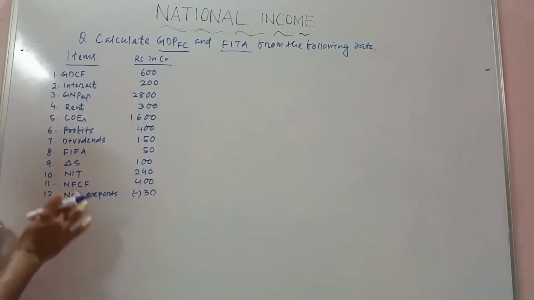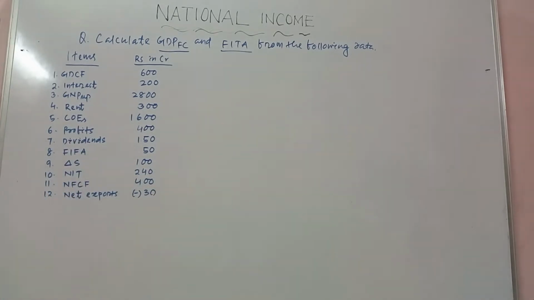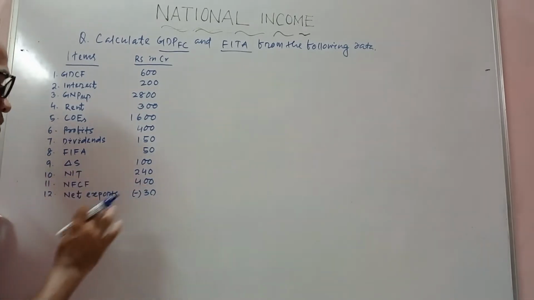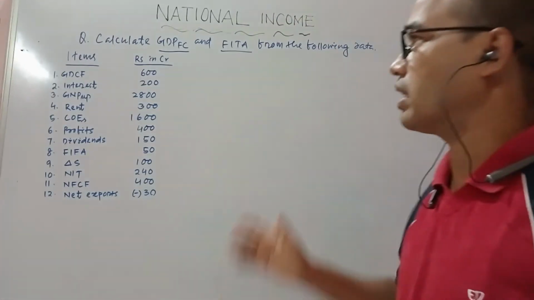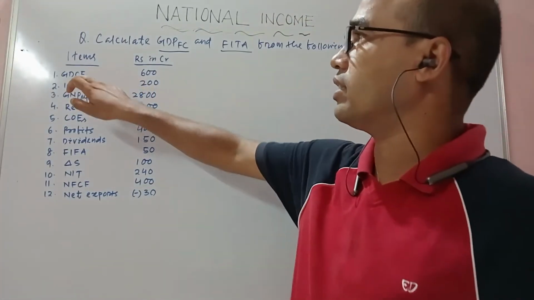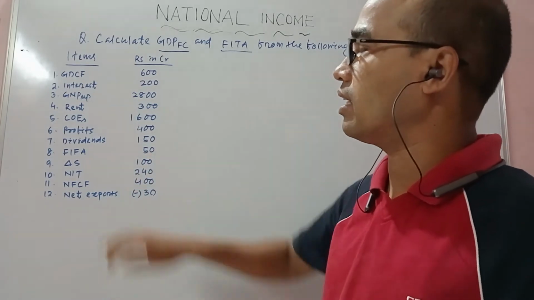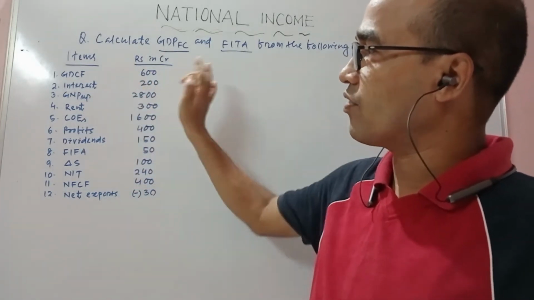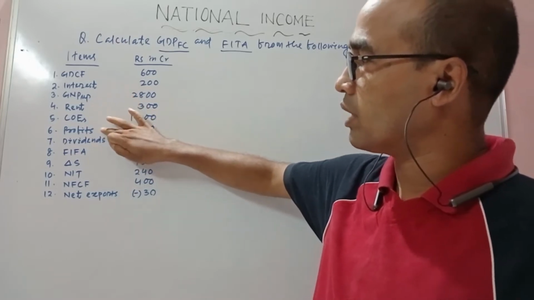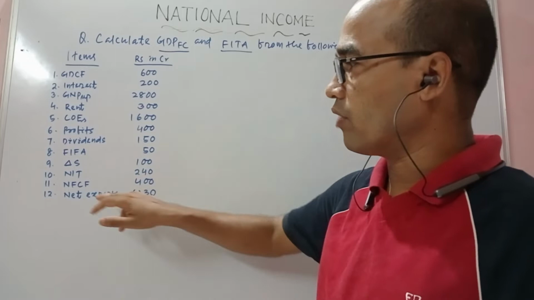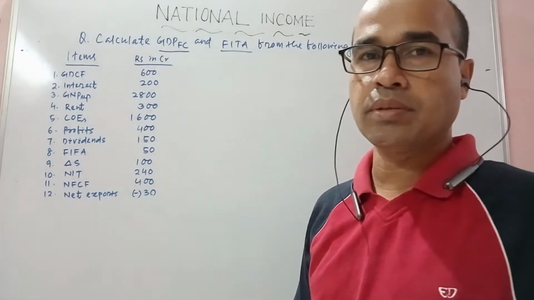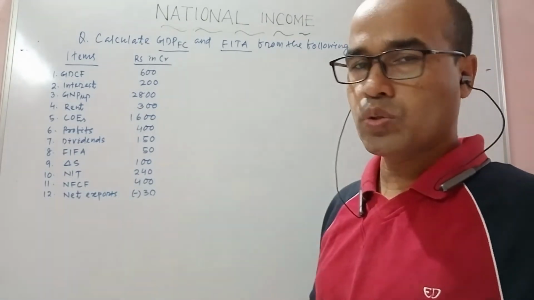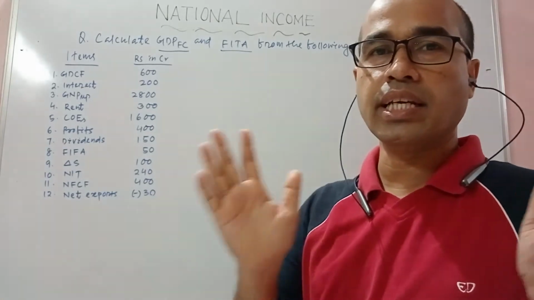Net fixed capital formation is 400, and net export is minus 30. Okay. So dear students, you should not be confused, because here a few terms like GDCF are related to the expenditure method, while interest is income. The net export is also related to the expenditure method. So don't worry about these. Basically this question is related to the income method.